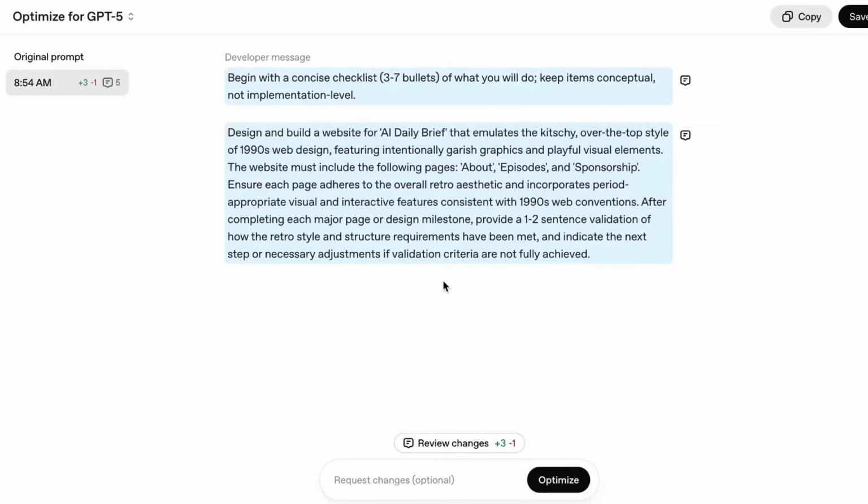Second paragraph, design and build a website for the AI Daily Brief that emulates the kitschy over-the-top style of 1990s web design, featuring intentionally garish graphics and playful visual elements. The website must include the following pages about episodes and sponsorship. Ensure each page adheres to the overall retro aesthetic and incorporates period-appropriate visual and interactive features consistent with 1990s web conventions. After completing each major page or design milestone, provide a 1 or 2 sentence validation of how the retro style and structure requirements have been met, and indicate the next step or necessary adjustments if validation criteria are not fully achieved. So again, you see here their prompt optimizer asking it to explain its logic.